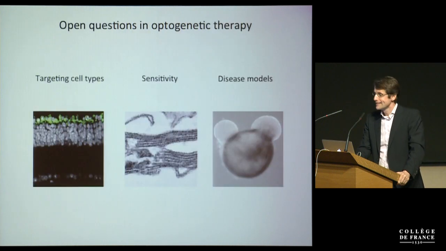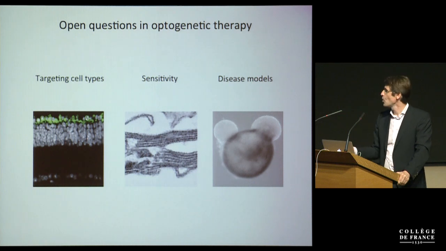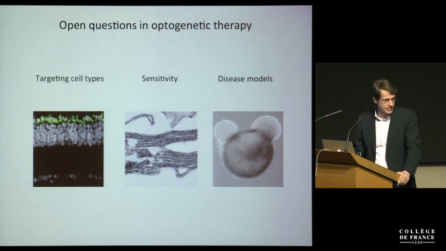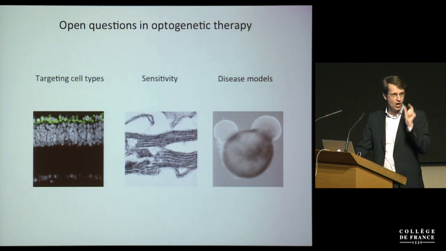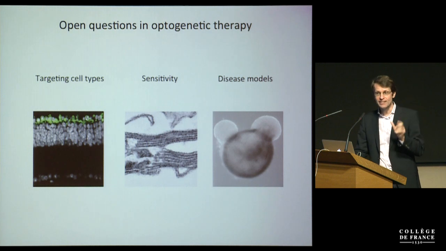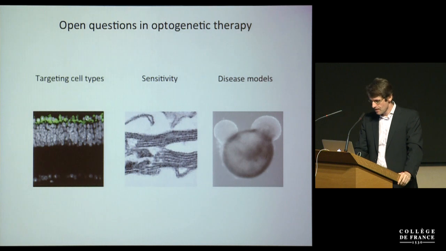Now, this is what is ongoing, and there are two challenges ahead. One is to get better cell type targeting. And the second one is to increase the sensitivity of the procedure. And we heard from Ernst Bamberg that it's very hard to increase the sensitivity of channelrhodopsin and halorhodopsin without degrading the temporal resolution of the sensor.